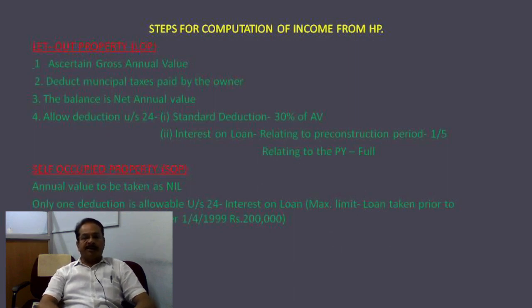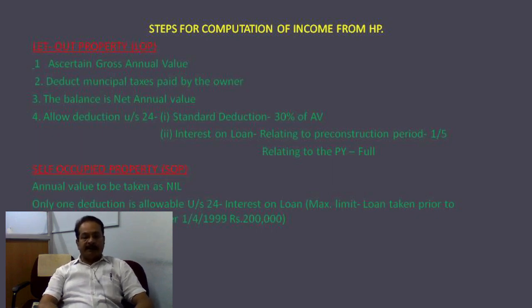What are the steps involved in the computation of income from house property? For the purpose of computation of income from house property, the house properties are divided into two types: let out property and self-occupied property. How to find out the taxable income from let out property? Let us look into it first. What are the steps involved?